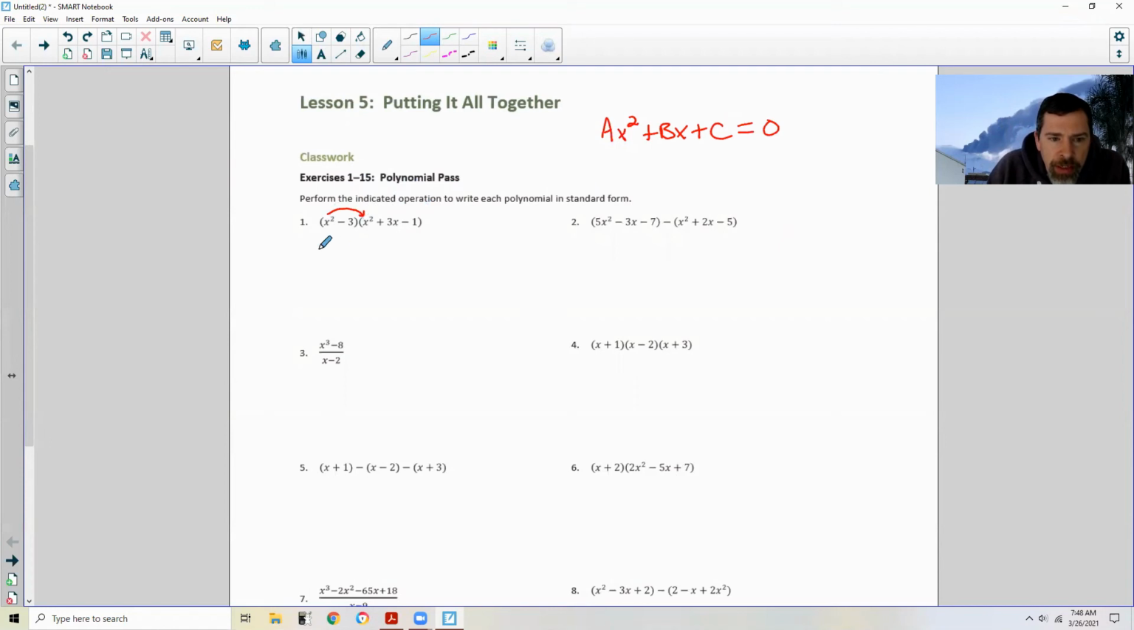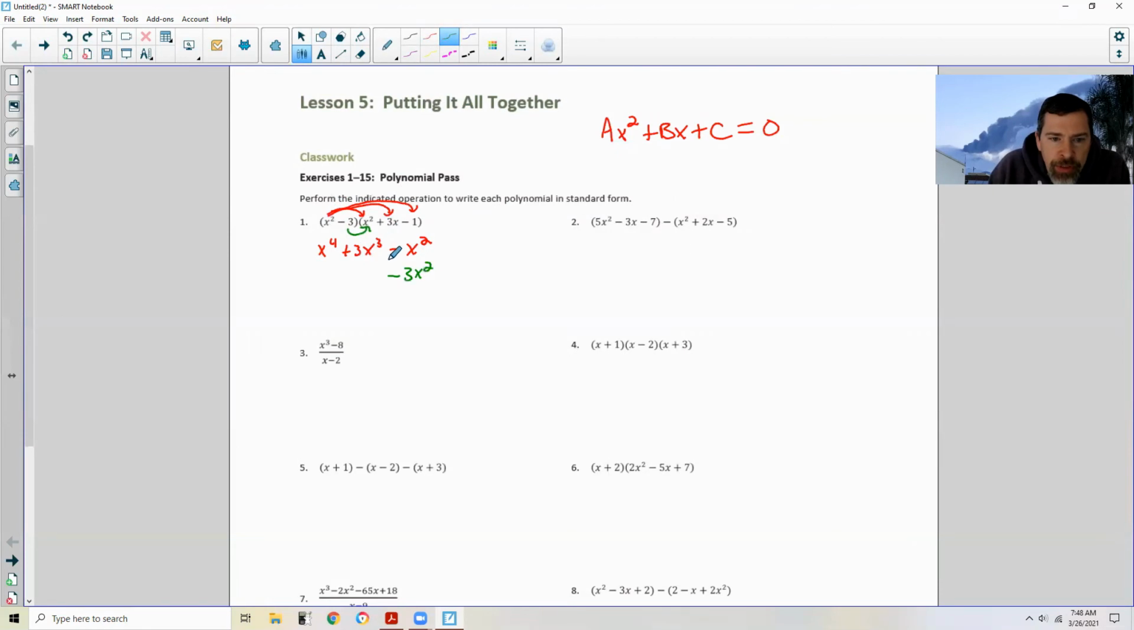X squared times x squared is x to the 4th. X squared times 3x is 3x cubed. X squared times a -1 is negative x squared. Change colors for the second. Be careful with your signs. I always do those first, and I'm going to get an x squared and I'm going to line it up with the like term. So negative times a positive is negative. 3 times x squared is 3x squared.